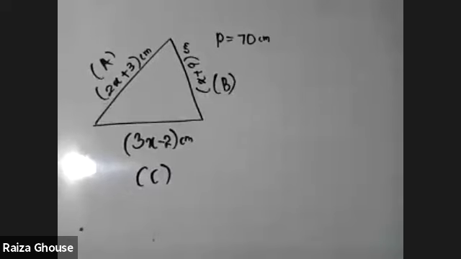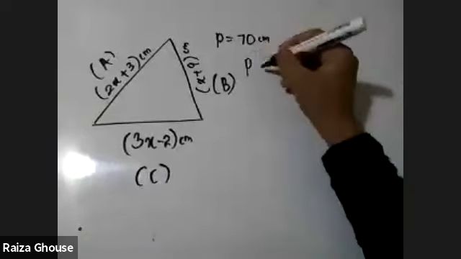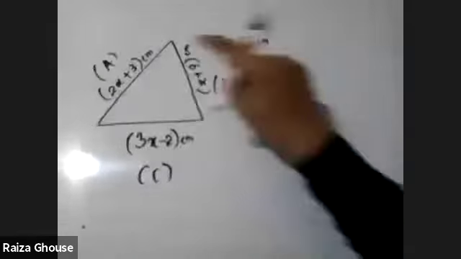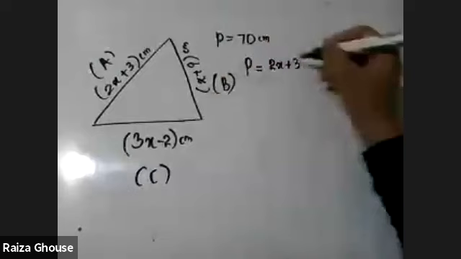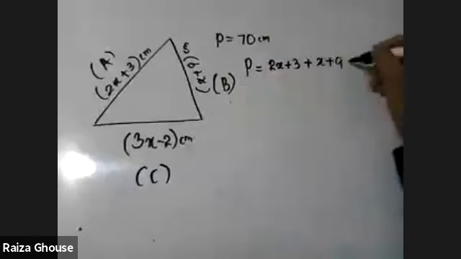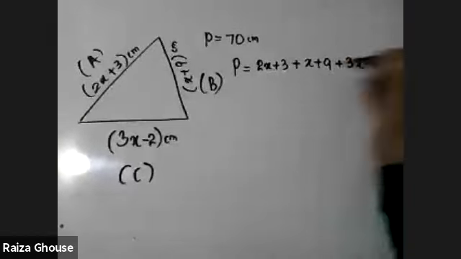Now listen. Perimeter means the length of the outer boundary. So what can I do here? Look at the board. Perimeter equals A plus B plus C. A means 2x plus 3. B means x plus 9. C is 3x minus 2. Now listen.